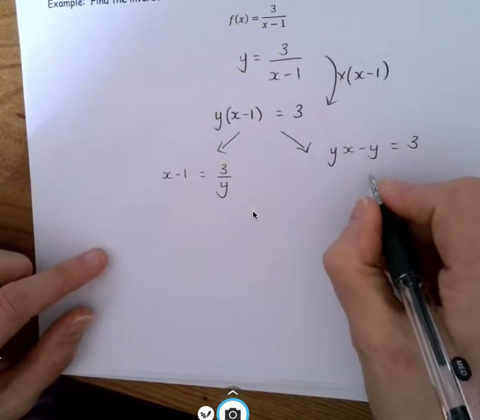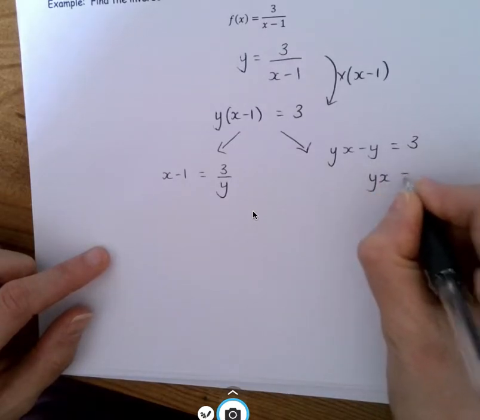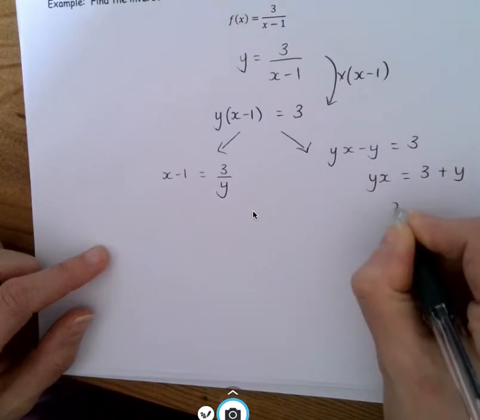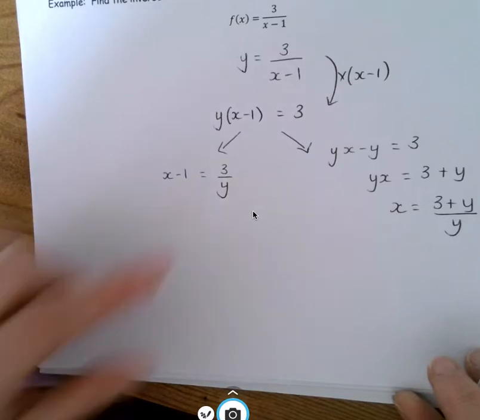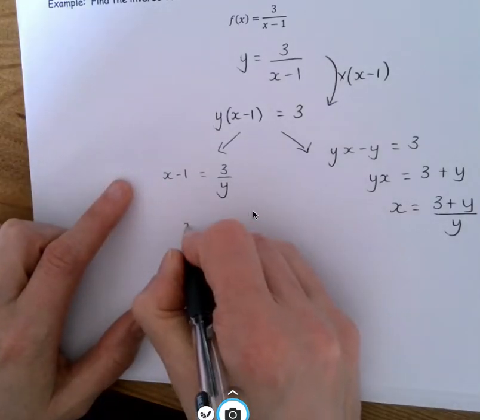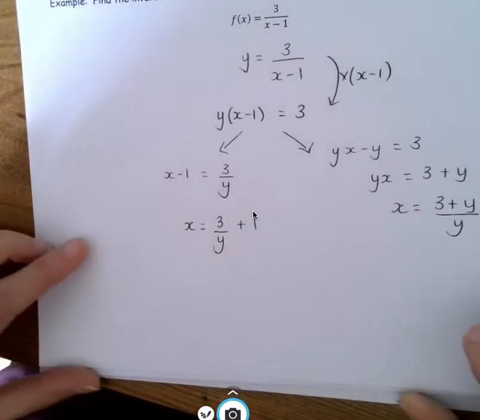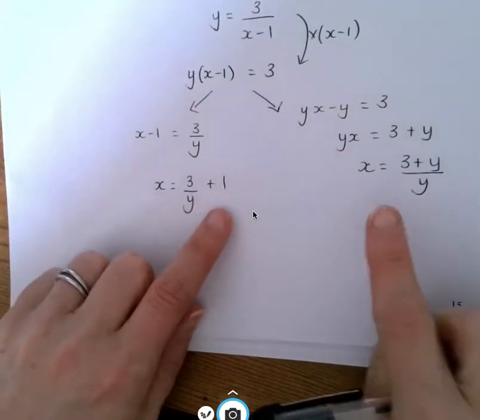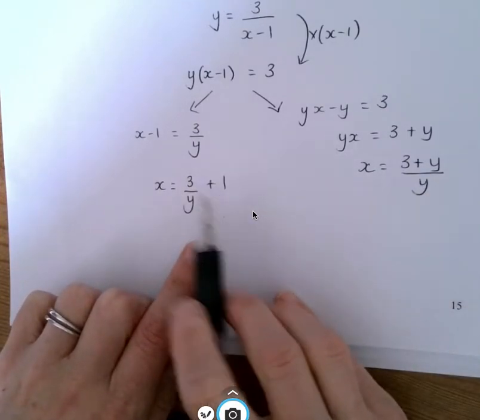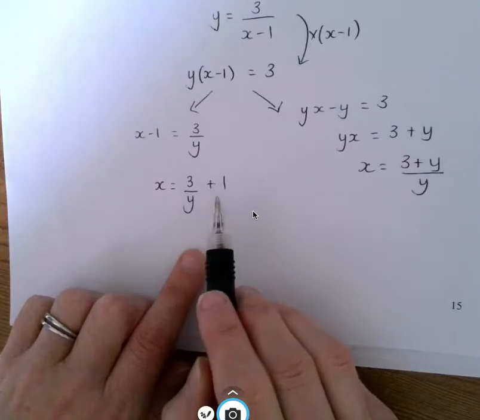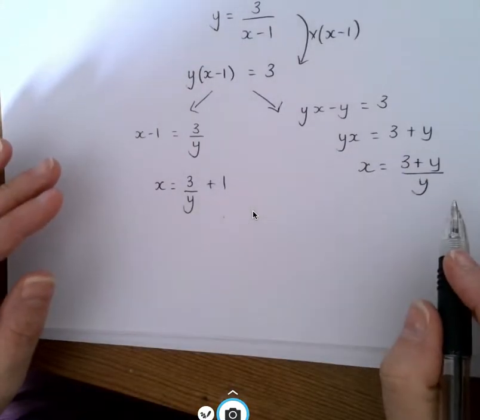And if you do that and you get yx on its own, you get yx equals 3 plus y, and you get x equals 3 plus y over y. Okay, if you go the other way where you've divided, you get x on its own by just adding the 1, so you get 3 over y plus 1. Now both of these are equivalent, they mean exactly the same thing. If you change that 1 to y over y, you get 3 over y plus y over y, which is the same as 3 plus y over y. So any of these are the right answer.